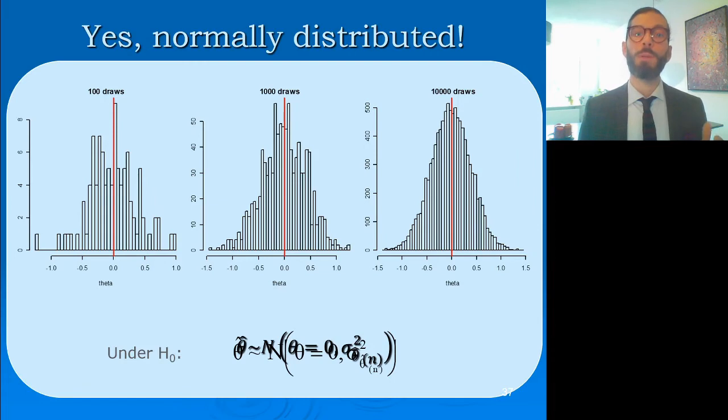On the left, we see what the sampling distribution would look like if we drew 100 samples from the population in which the true value of theta is equal to zero. It already looks a little bit like a normal distribution. In the middle, we see the sampling distribution if we drew 1,000 samples. And on the right, we see the sampling distribution if we draw 10,000 samples. So this is what would happen if we actually drew 10,000 samples from a population in which the value of theta is equal to zero. Now, if we have one sample in which we observe a value of t equal to 1, then we can look in this distribution and calculate the tail probability of obtaining the value equal to 1 or greater.